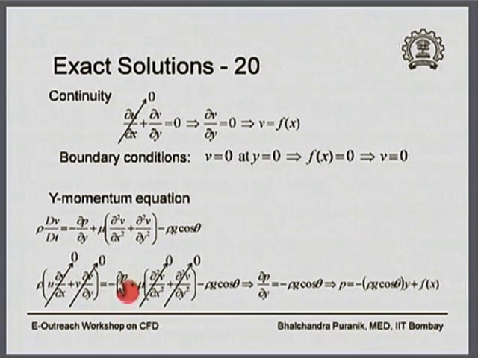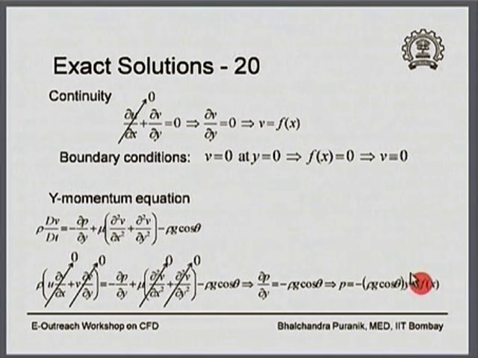What you are left with is minus the pressure gradient in the y direction and minus rho times g times cosine theta equal to 0. So, you rearrange this, integrate the resultant dp dy equation partially with respect to y. So, we obtain p as minus rho g cosine theta times y after you integrate it, and because it is a partial integration with respect to y, we do not have a constant of integration, but we have a function of integration which would be a function of x.